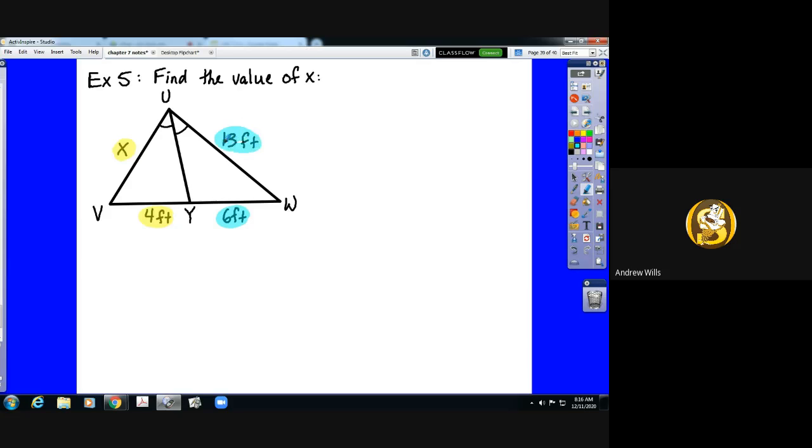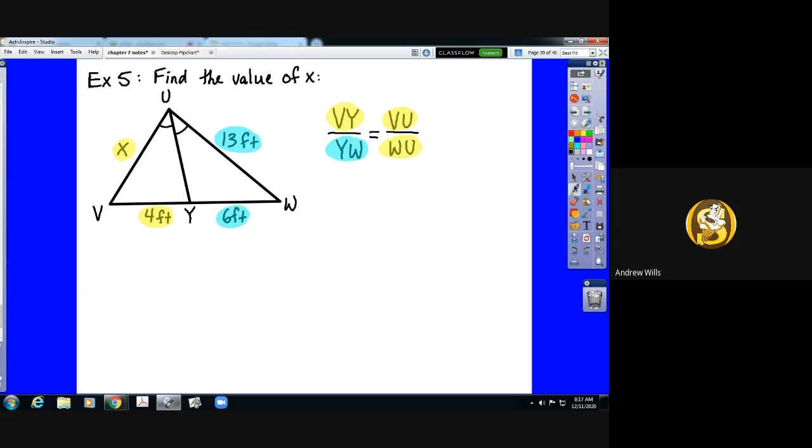Remember, the two pieces that that side is broken into are going to be one of our fractions. So Vy over Yw equals, and then the other fraction is going to be made up of the two remaining sides, Vu and Wu. All right. So we had the pieces, Vy over Yw, are equal to the side lengths, Vu over Wu.